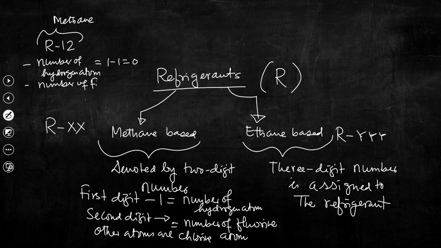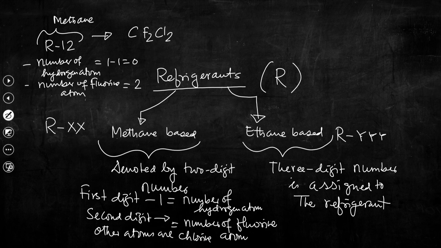Number of fluorine atom is the second digit, that is 2. So, basically, hydrogen atom there is no 0, fluorine atom 2. So, carbon has 4 valence. So, basically, this methane based refrigerant is C H 0 F 2. So, basically, there will be another 2 atoms needed to make carbon saturated. So, this is Cl2. So, this is basically R12.